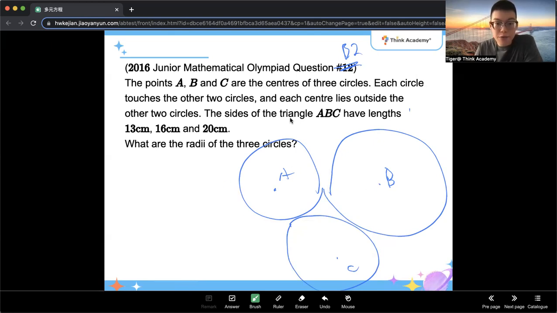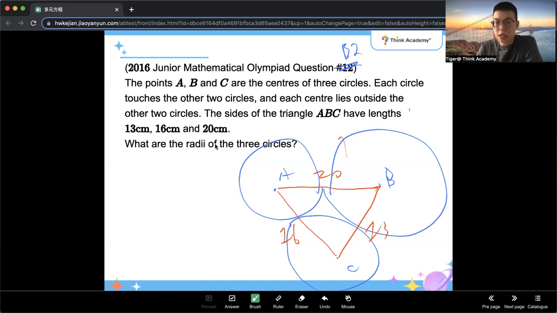So the sides of the triangle ABC have lengths 13, 16, and 20. So let's say this is 13, this is 16, this is 20. What are the radii of the three circles?